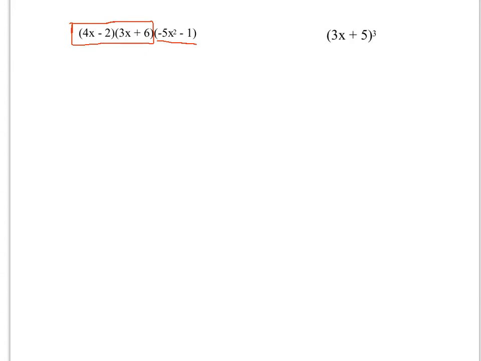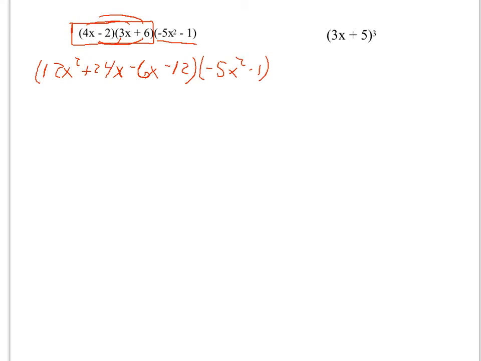So starting out, FOILing the first two, we have first times first, 4x times 3x would be 12x squared. Outsides, 4x times 6 would be plus 24x. Insides, negative 2 times 3x will be minus 6x. And last times last will be minus 12. I still have that negative 5x squared minus 1.